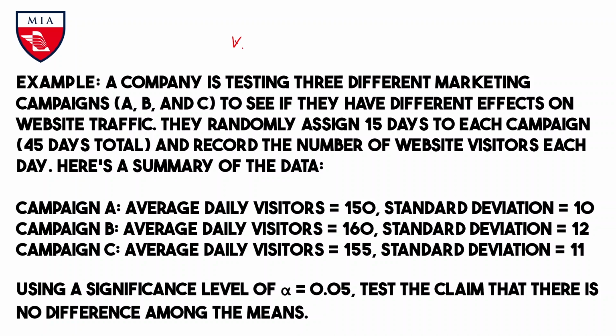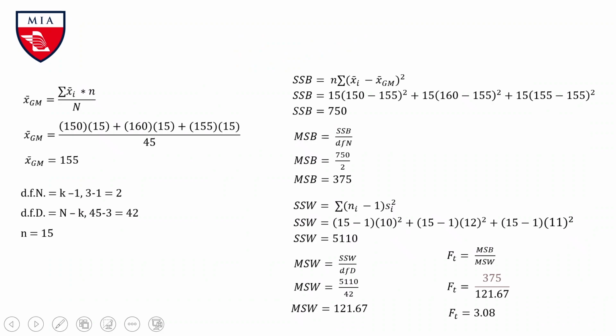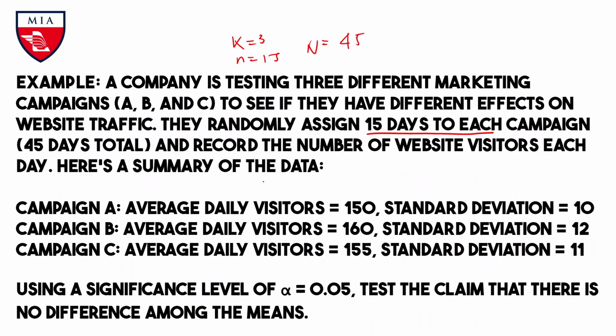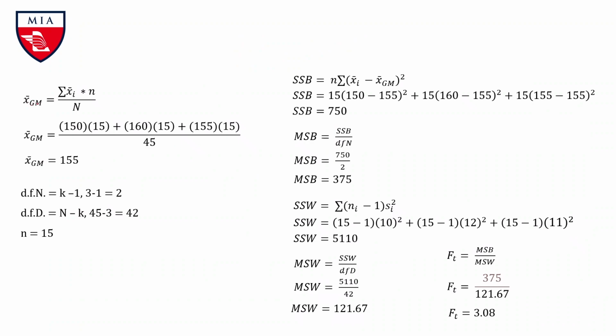Here, k is 3 because we have 3 groups, our small letter n is 15 because 15 days were assigned to each, and our big letter N, the total, is 45. So let's start the problem. The first thing we need to do is determine the x grand mean. Since we are given means and standard deviations, we will use this formula: the grand mean is equal to the summation of x bar i multiplied by small n, over big N. Just substitute the values. So the x grand mean is equal to 155.